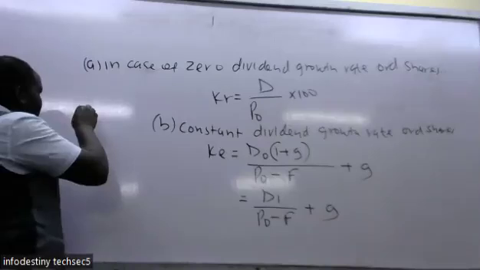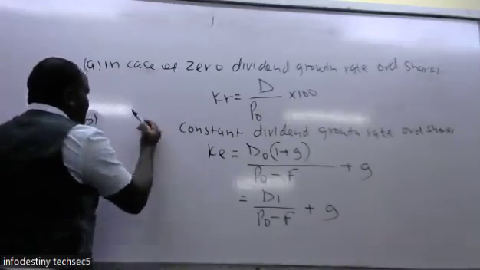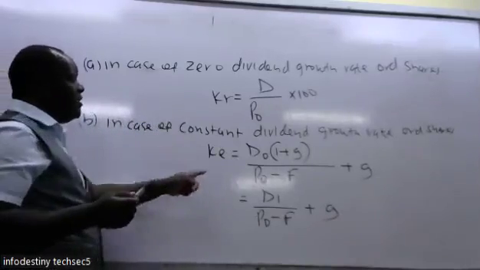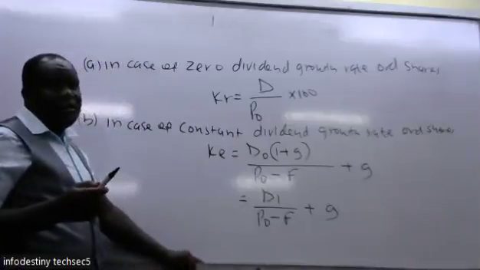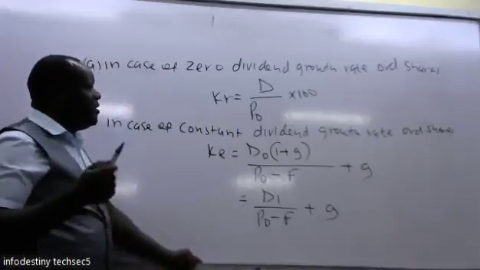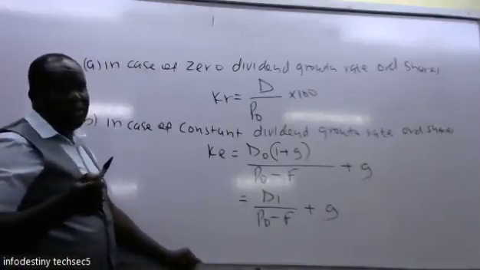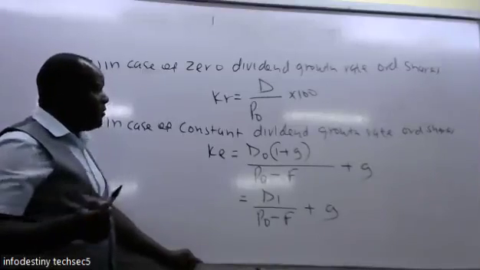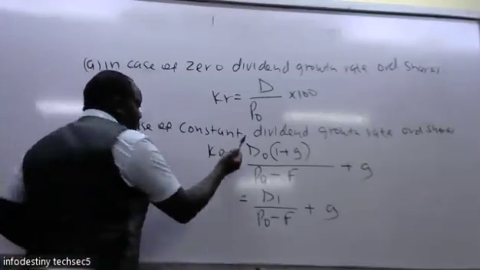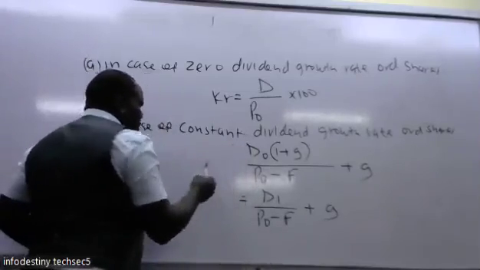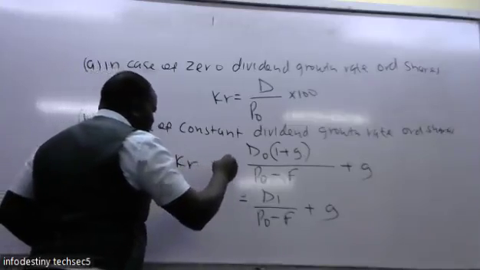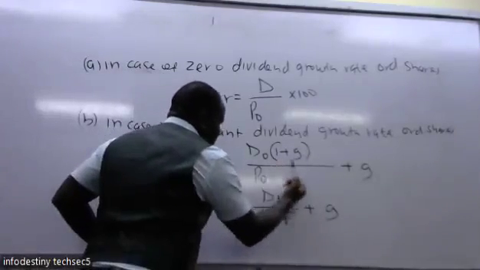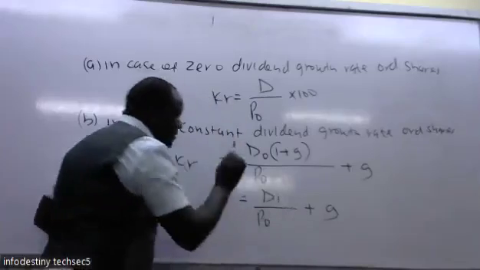Now we go to B. B, we shall also say that in case of constant dividend growth rate ordinary shares, in the case of the constant dividend growth rate ordinary share. So the same procedure, KR will now be also the cost for the retained earnings. All the procedure will remain. We only delete the flotation cost in each formula.